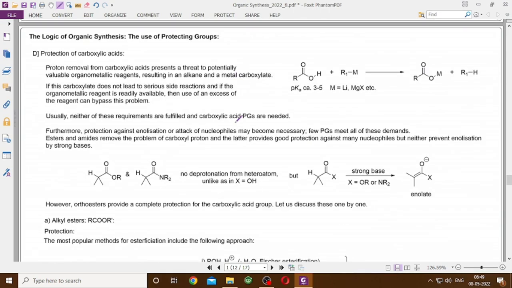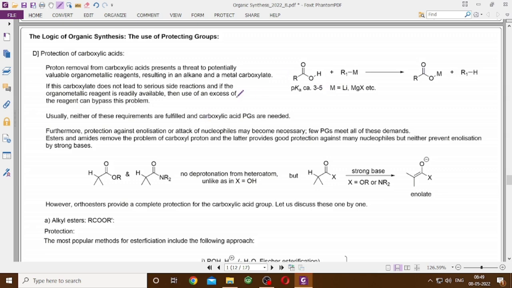Finally, we have the carboxylic acid protecting group. Carboxylic acids definitely present the most problematic situation, in that you have this hydrogen present here. That's acidic. The pKa is around 4 to 5, and if you have a strong base or organometallic compound, then this will be deprotonated. Again, if this does not create a problem and if you have lots of the base, then you can allow this reaction to occur and not protect this one at all, but this generally is not the case.